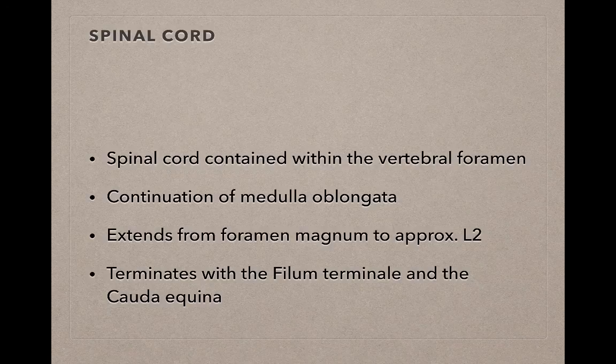The filum terminale is a thin extension that travels from the spinal cord down to the coccyx region. It attaches at that point, and it provides a point of stability for the spinal cord. And the cauda equina, that term refers to a horse's tail, because there's a string of nerves from the terminal point of the spinal cord that resemble a horse's tail, and these are the nerves that travel into the sacral region down into the lower extremities.